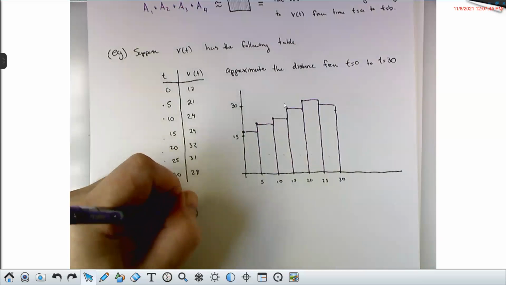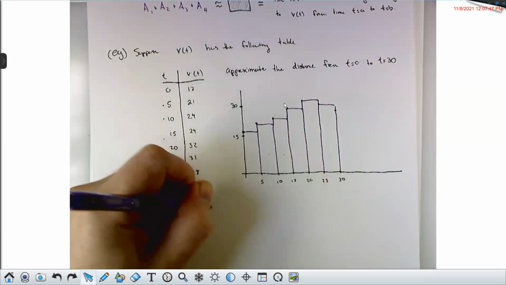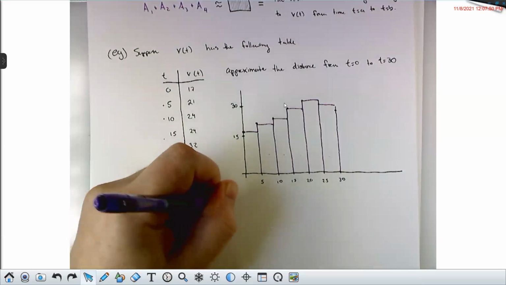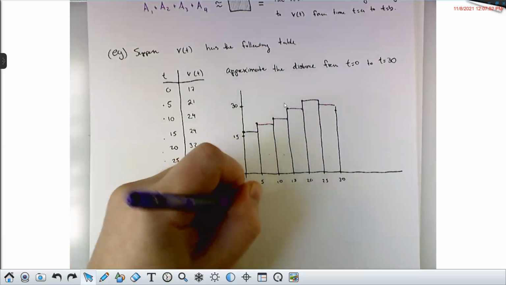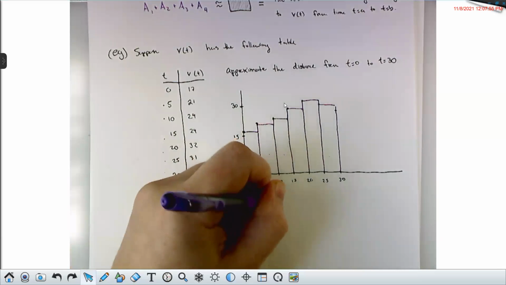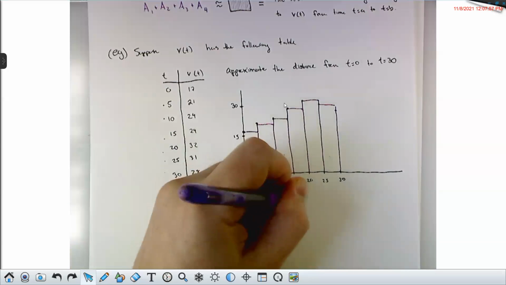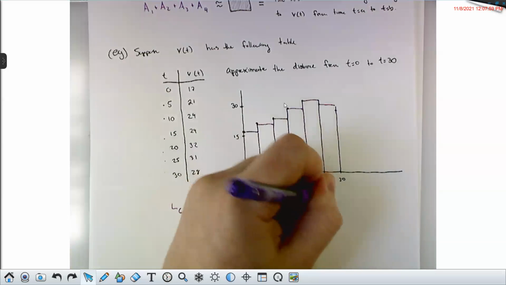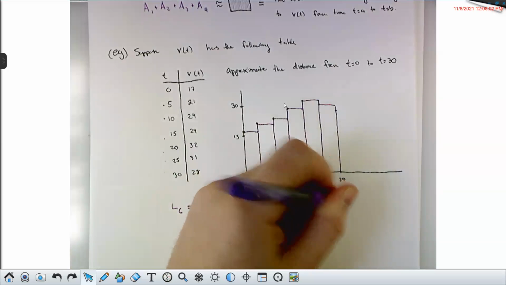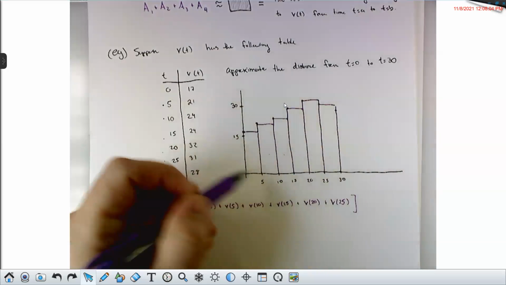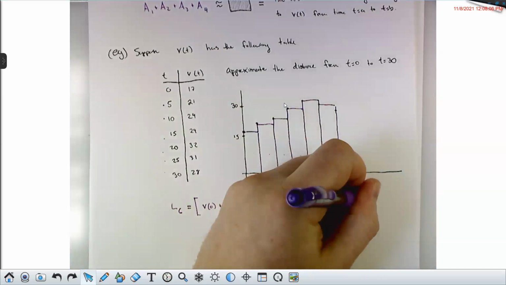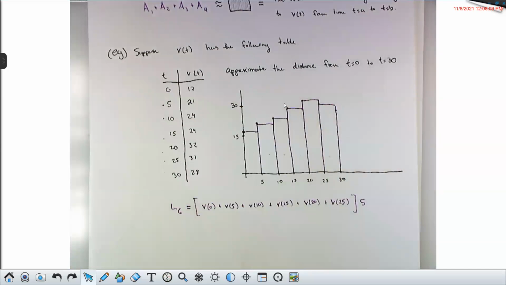And it would be calculated as V of 0 plus V of 5 plus V of 10 plus V of 15 plus V of 20 plus V of 25. Those are all of the heights, and I'm factoring out the width. Each width is 5. All right, so this is like the sum times delta x. Here it's a t, but the sum of the V of ti times delta t.